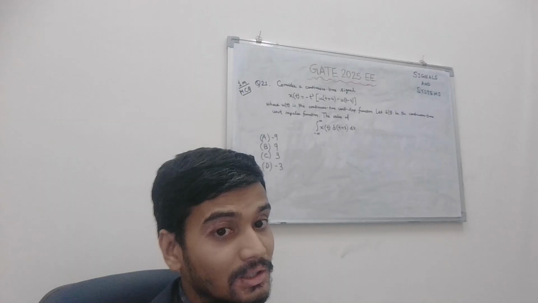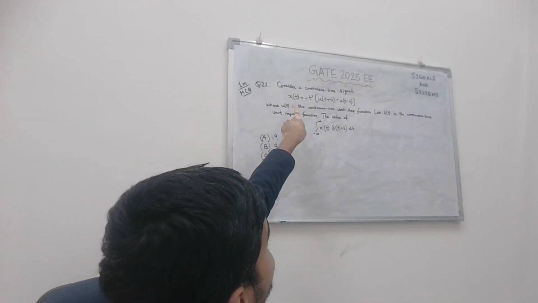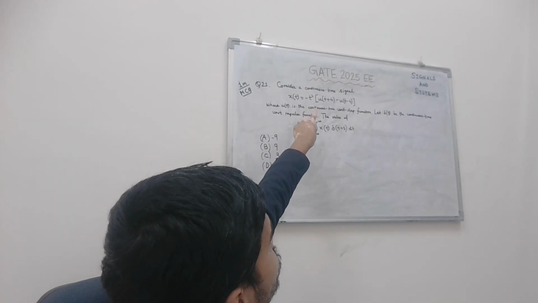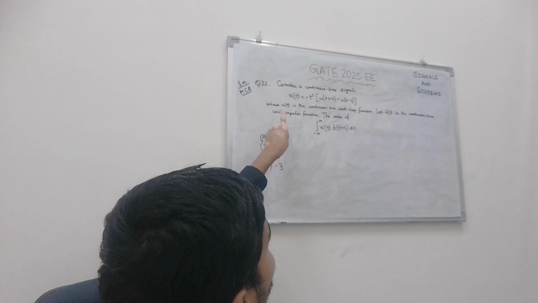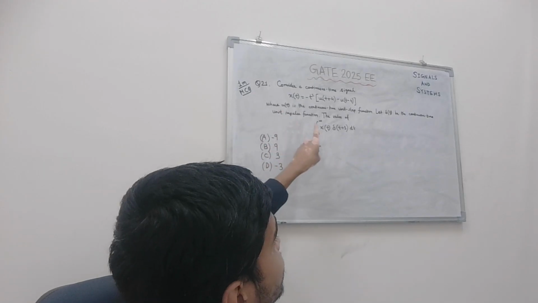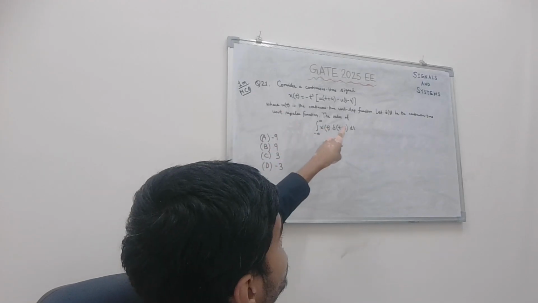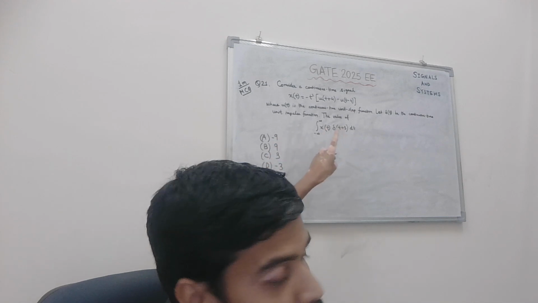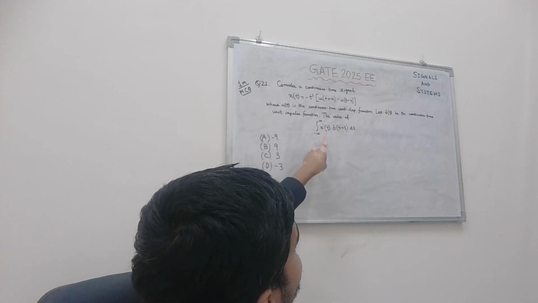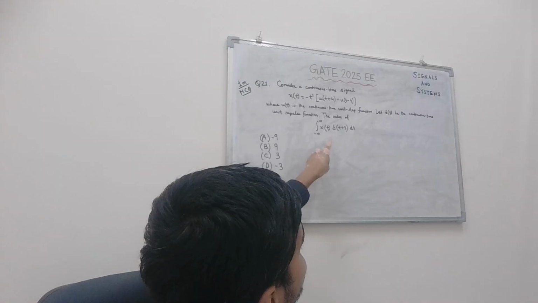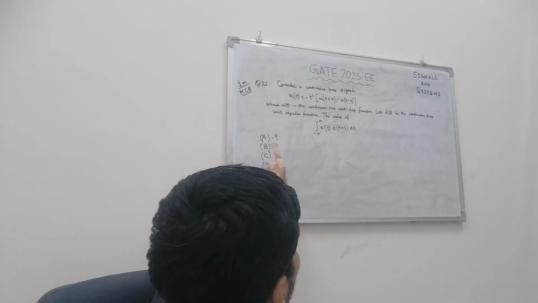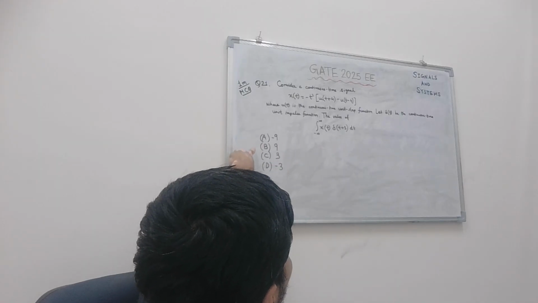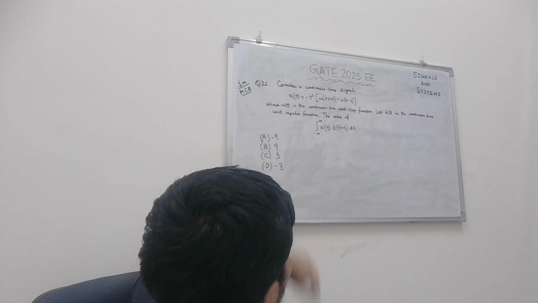The question goes like this: consider the continuous time signal x of t equal to minus t square into u of t plus 4 minus u of t minus 4, where u of t is the continuous time unit step function. Let delta of t be the continuous time unit impulse function. The value of the integration from minus infinity to infinity of x of t delta of t plus 3 dt is, with options given as a) minus 9, b) 9, c) 3 and d) minus 3.